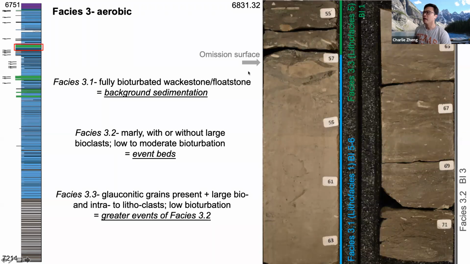And there's an omission surface that I point out here. You see the sharp, irregular, bioturbated contact marked by a firmground. This shows the episodic nature of these event beds, followed by more event deposits.